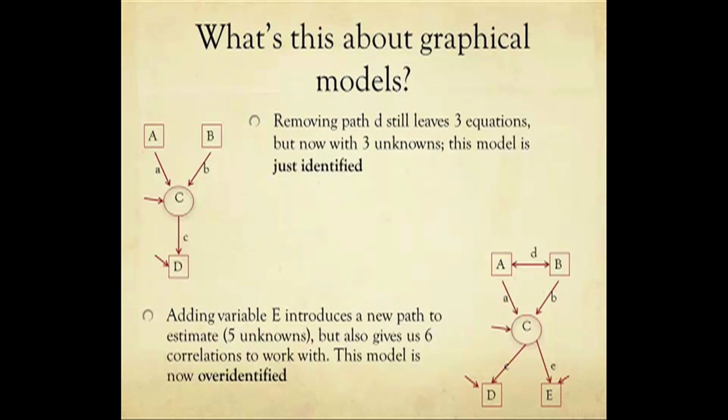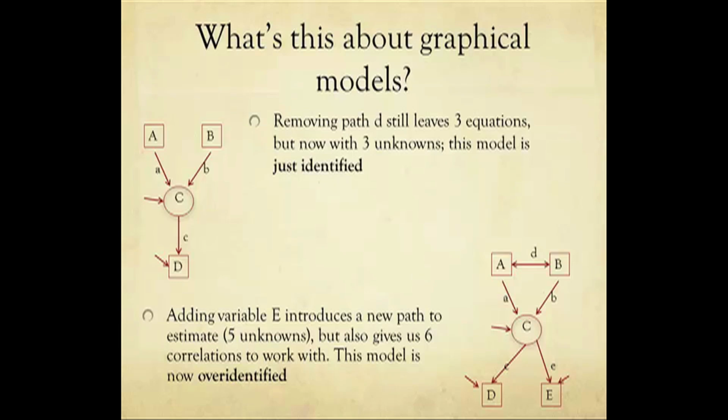Okay, now if you remove path D, for example, this still gives us these same three correlations that we had before, and it leaves the three equations of lowercase a, lowercase b, and lowercase c. This model is now just identified, and if you're familiar with SEM terms, you'll know that this is also a saturated model. It means that all of the paths that we can currently account for are accounted for with those three correlations. Now, again, I'll talk a little bit more about this later on, but whenever we talk about model fit, this is a perfect model.